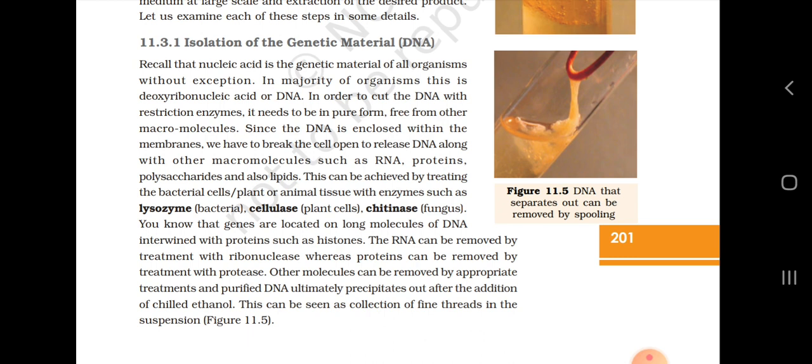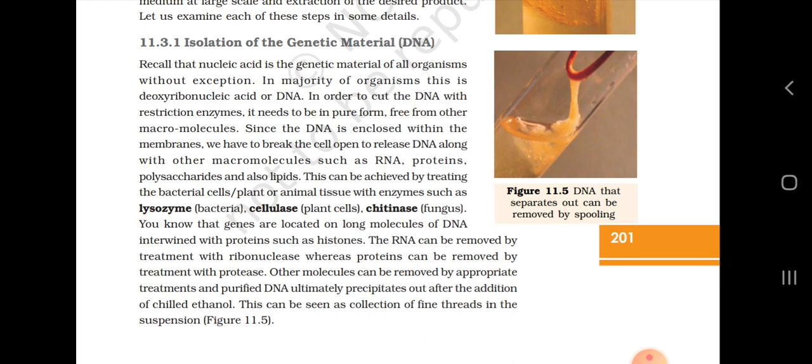Then, after several treatments, the purified DNA is precipitated by adding chilled ethanol. I have not shown you in practical, but chilled ethanol always helps to precipitate the DNA. Okay, the bacterial cell or the plant cell or the animal cell is then broken down by the enzymes to release the DNA along with the RNA, proteins, polysaccharides and lipids.